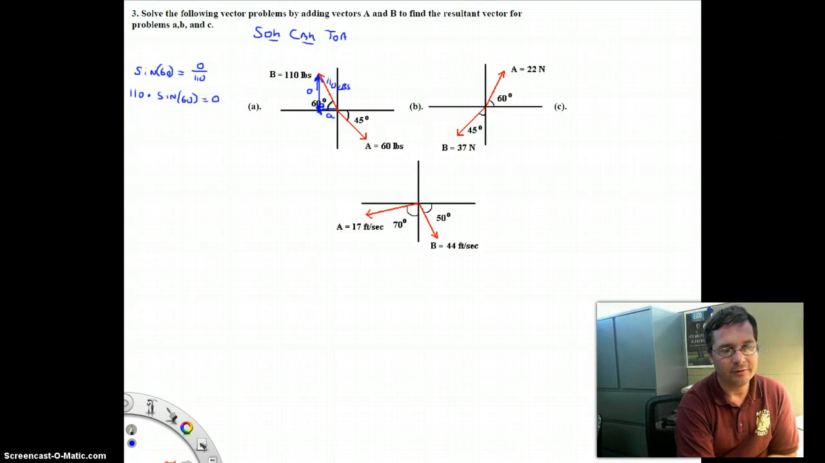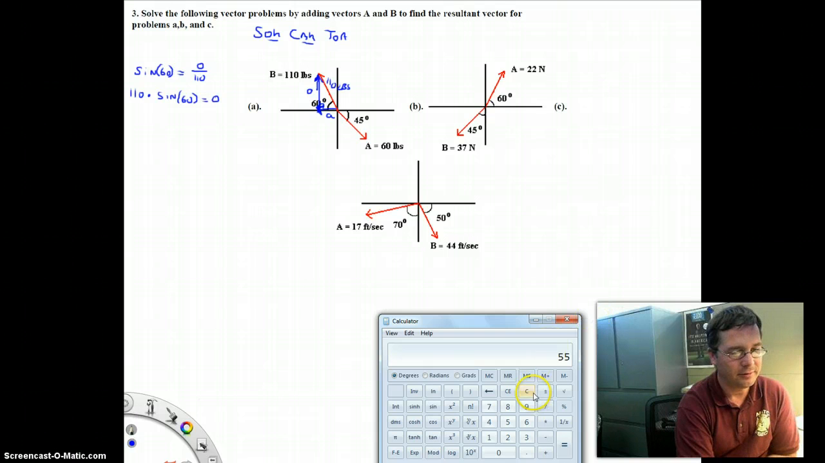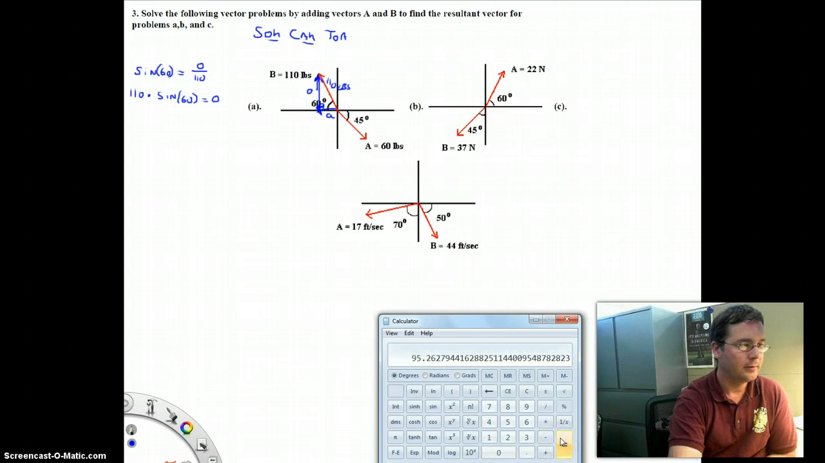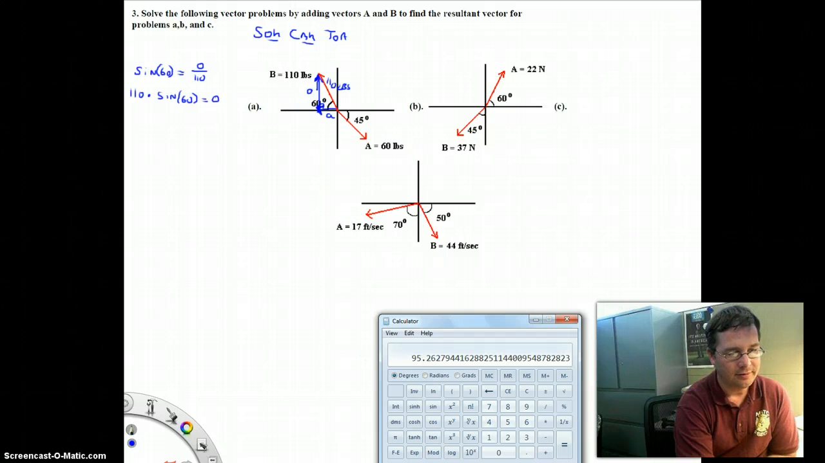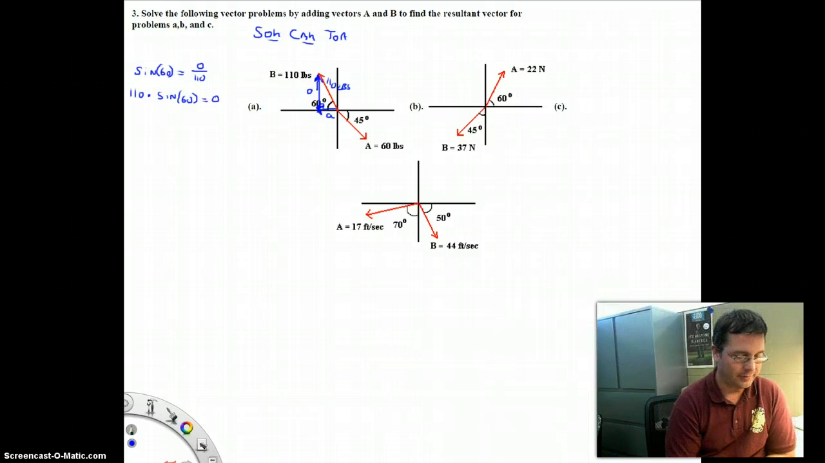So we'll use our trusty scientific calculator here, clear out of everything. 60 degrees, and we will take the sine of that, and then we will multiply by 110. So what we find is that this vertical component has a magnitude of 95.3 pounds approximately. So let's just write that in.